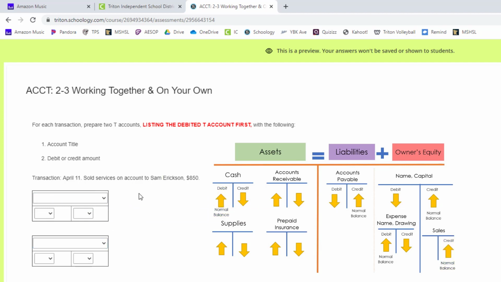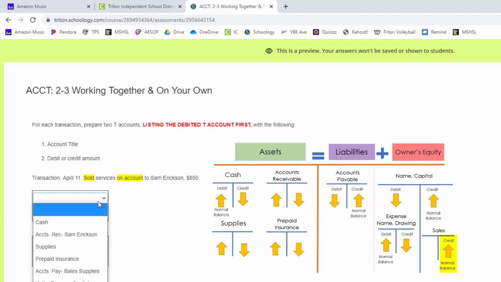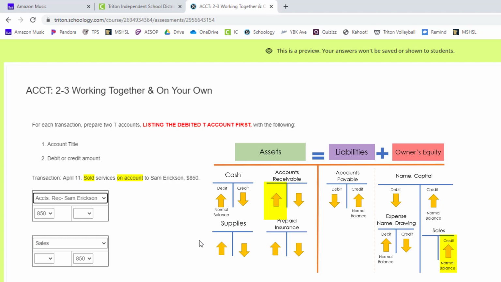On April 11th, we have sold services on account to Sam Erickson. So here's my first keyword, sold, and then my second keyword here is on account. I know that sold matches the sales account, and I know that sales is always a credit. The credit goes on the bottom. So I'm going to put sales on the bottom and credit on the right for $850. Now I know that this has to be a debit on the left for $850, and I have to determine my account title. So it says on account. So I've either got accounts payable or accounts receivable. In this case, when I sell something, I should receive money for it. So it's accounts receivable. I've got a debit, I've got a credit, I'm set.